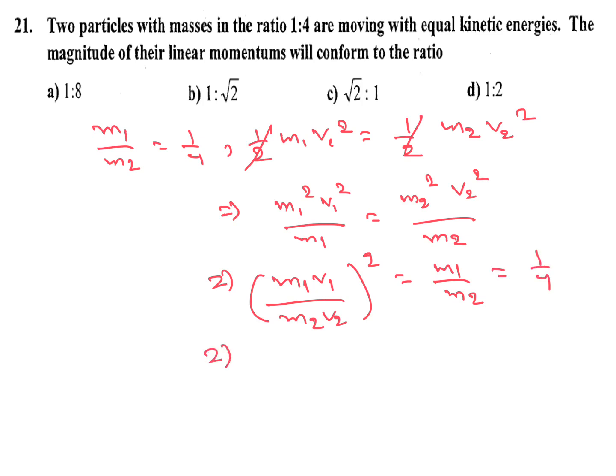So the ratio of the magnitude of their linear momentum, M1 V1 by M2 V2, is root of 1 by 4, that is 1 by 2, or 1:2. So option D is our answer.